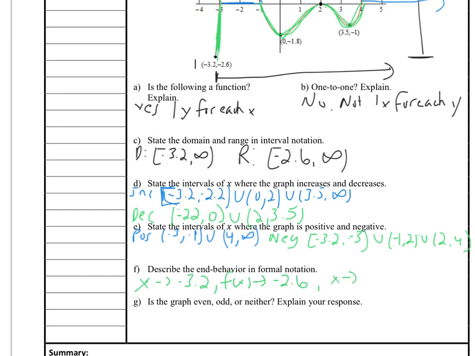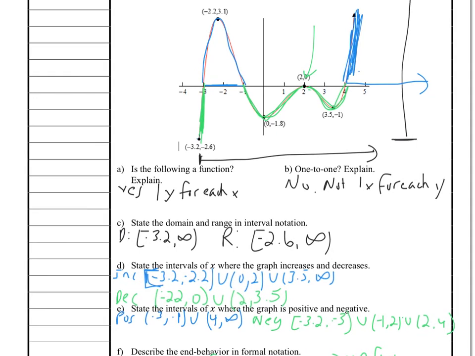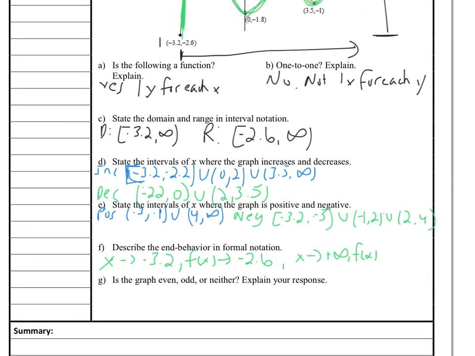As x approaches positive infinity, what's f of x doing? So we look up here, as we go right forever is what that's saying. It's f of x, as x approaches positive infinity. As we go this way forever, what's happening to the graph? Well, you can see that it's going up forever. So we can say f of x is approaching positive infinity as well.